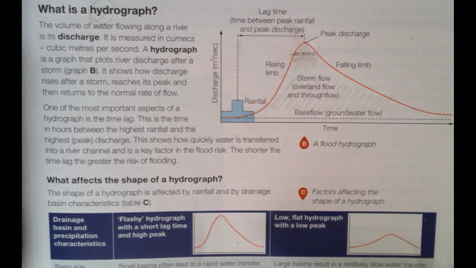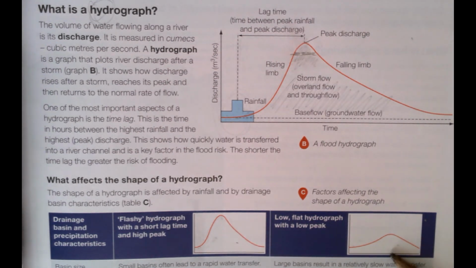So there's some differences in your two different hydrographs and why this one has a short lag time, a very steep rising limb and a very high peak discharge, which makes this river much more likely to flood because it's a flashy hydrograph. You've heard of flash floods, where floods happen very quickly. That's where that name comes from.